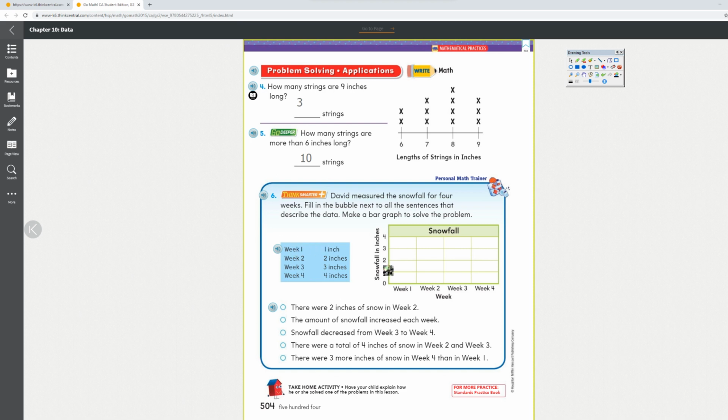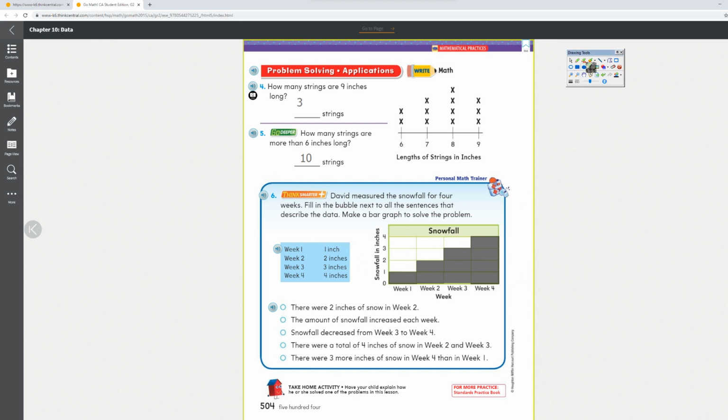So week 1 we have 1 inch. Week 2 we have 2 inches, so we count up to 2. Week 3 we have 3 inches. And week 4 we have 4 inches. So we can look at the data and see that as we go up in the weeks, the snowfall seems to go up as well. So it's increasing, more snow as the weeks progress.